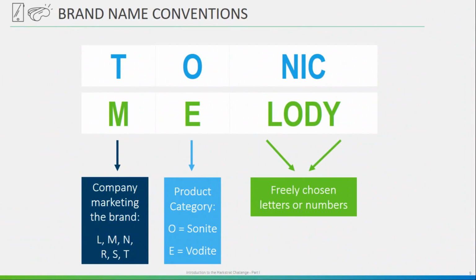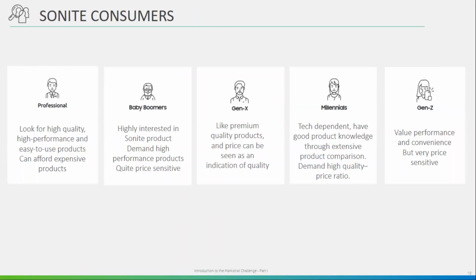Every brand, SONITE or VODITE, in the marketplace has this naming convention. So whatever your team name is, and your situation's S, every brand name of yours will start with the letter S. The second letter indicates whether it's a SONITE or a VODITE, O for SONITE, E for VODITE, and then you can add a couple more letters to make some sort of creative name. So they've decided on tonic here. So we know this is Team T SONITE called tonic, and we know this is Team M VODITE called melody. Okay.